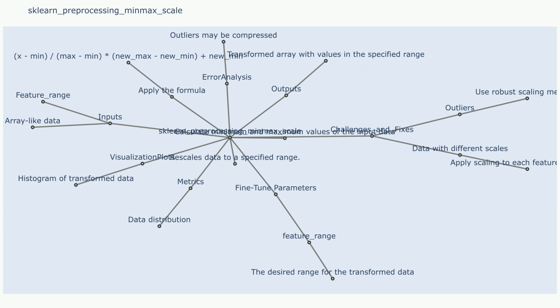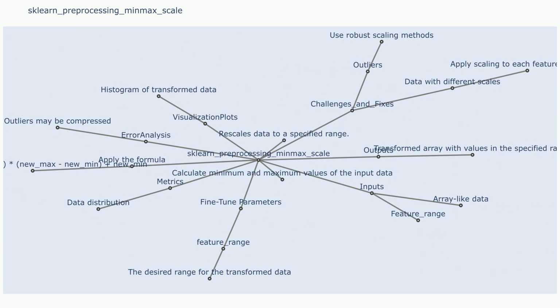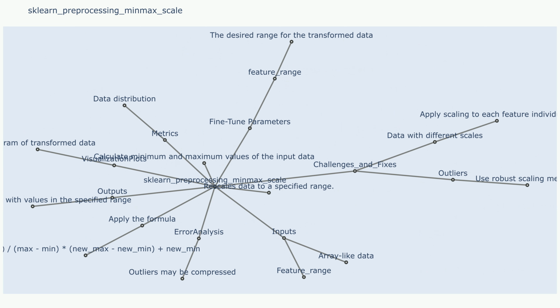Visualization plots: box plot, a box plot visualizing the distribution of features before and after scaling. Scatter plot, a scatter plot comparing the original features against the scaled features. Fine-tune parameters: feature range, this parameter allows you to specify a custom range for the transformed features. For example, you can set it to (-1, 1) to scale features to a range between -1 and 1.